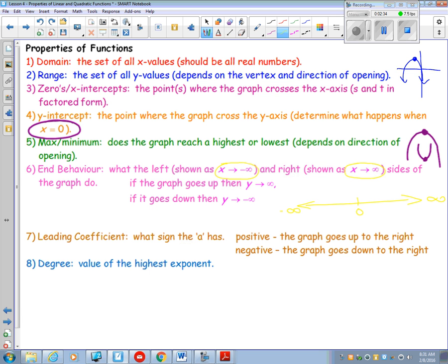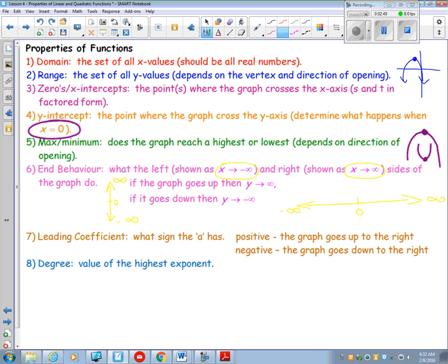I then have to think about my y values. If my y values are going up on a number line, on the y values, there's 0. Up would be positive infinity, and down would be negative infinity. And we're going to put these things together. I'll show you an example in a second of how this is going to work.